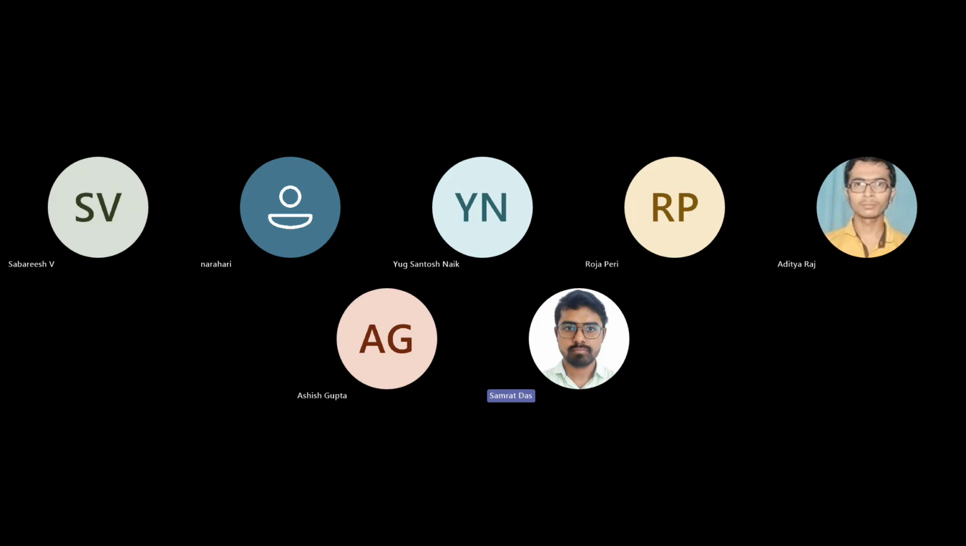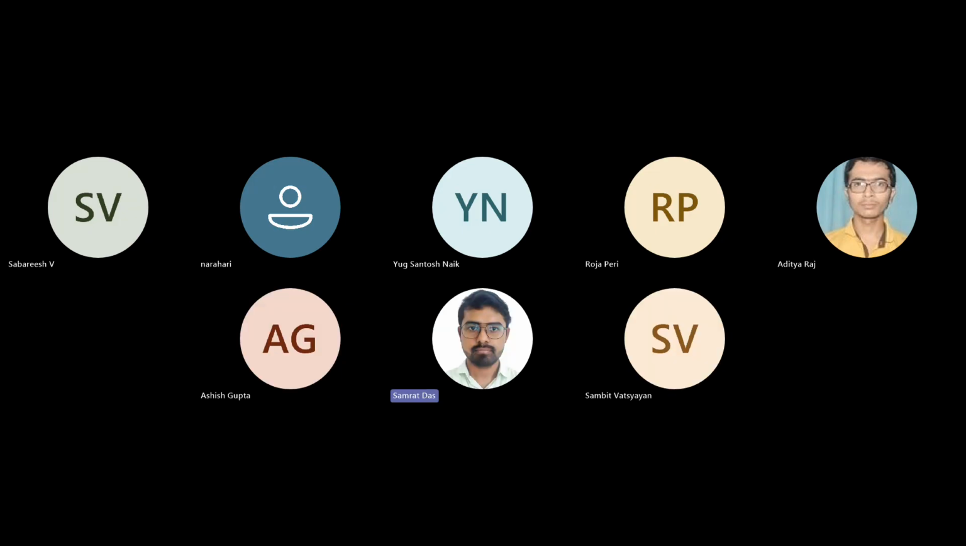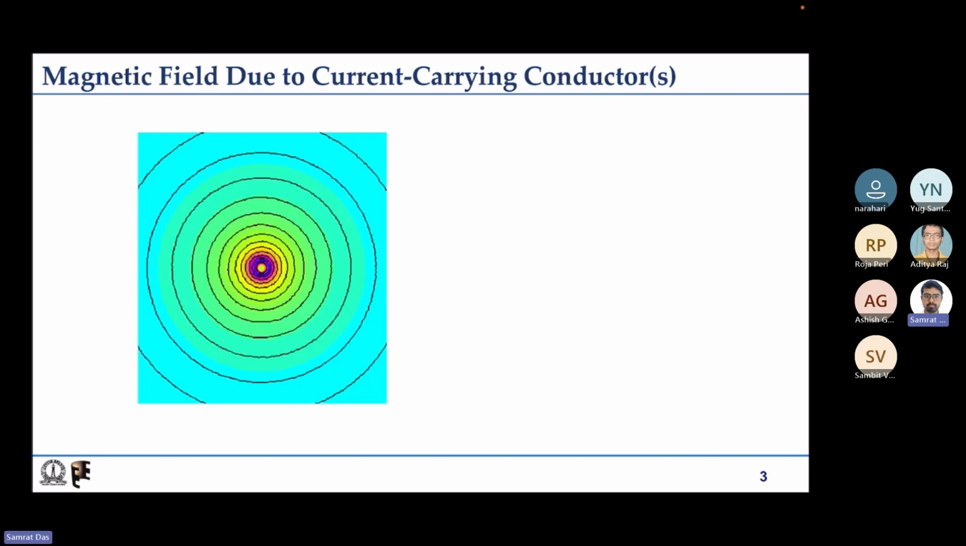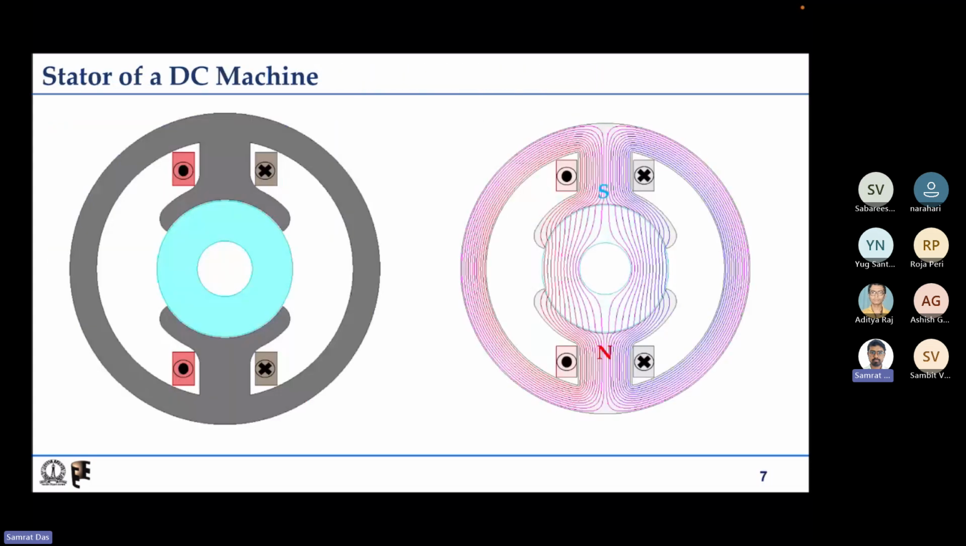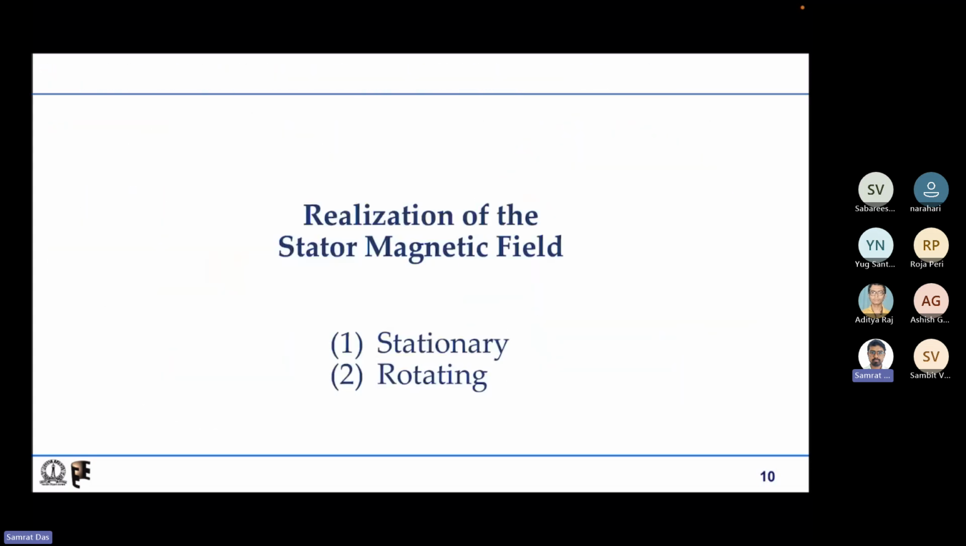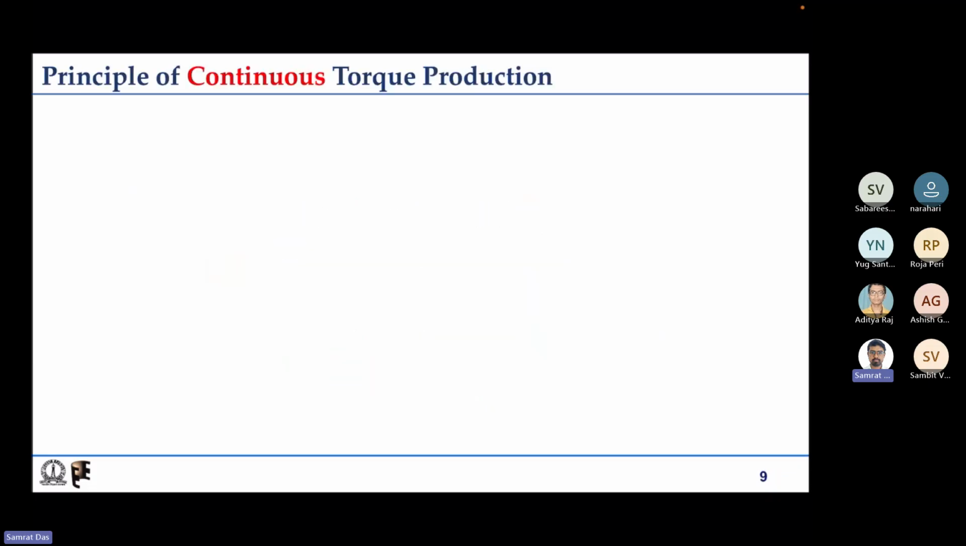Yeah, so let us get started. We are discussing this topic, and I'll go straight to where we started yesterday and briefly recapitulate from that point. You understood that for continuous torque production we need two magnetic fields, and the two magnetic fields have to be stationary with respect to each other with some angular shift.